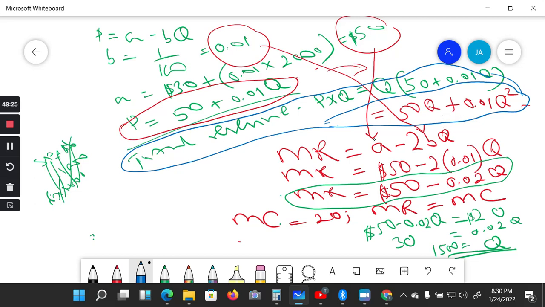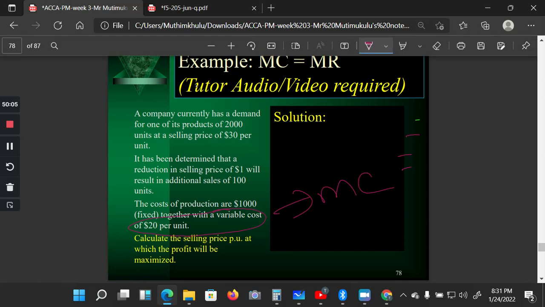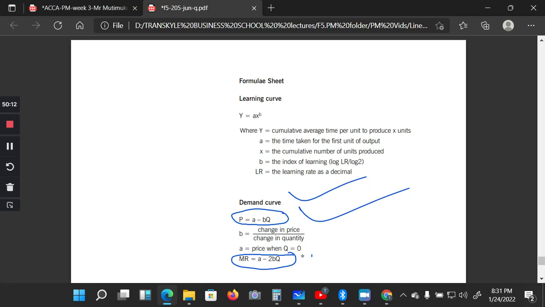However, this is where this equation was derived from. This MR is equal to A minus 2BQ and so forth. But we are not allowed to differentiate anything. No differentiation is involved in the exam. So do not worry much about that. This formula, you are going to get it in the exam. It is there in the exam. So don't worry, no differentiation is going to be required.